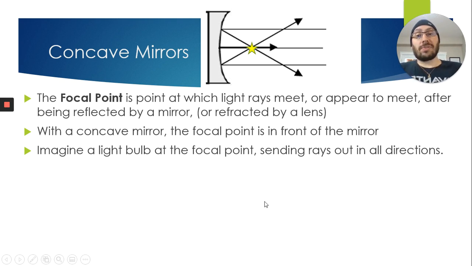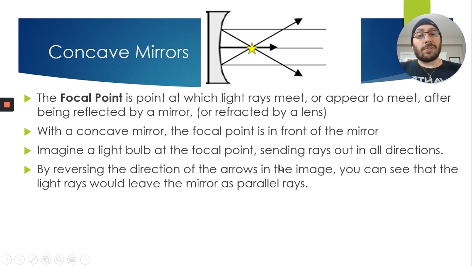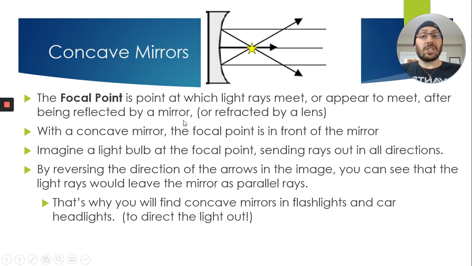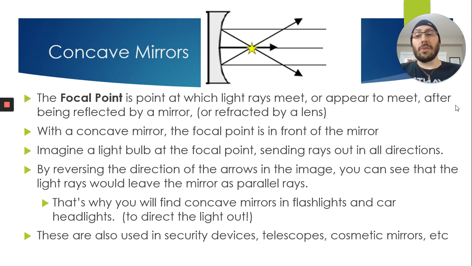This is also a very, very useful application for curved mirrors. By reversing the arrows, you can see that the light rays would end up leaving in a parallel fashion. This is how flashlights or the headlights of your car actually work. The light bulb is actually right at the focal point. So the light rays are bouncing all over the place, but a lot of them are hitting that mirror, and because they're coming from the focal point, they come out in a parallel fashion straight in front of you. Very, very important for cars, very, very important for flashlights, all those types of things.